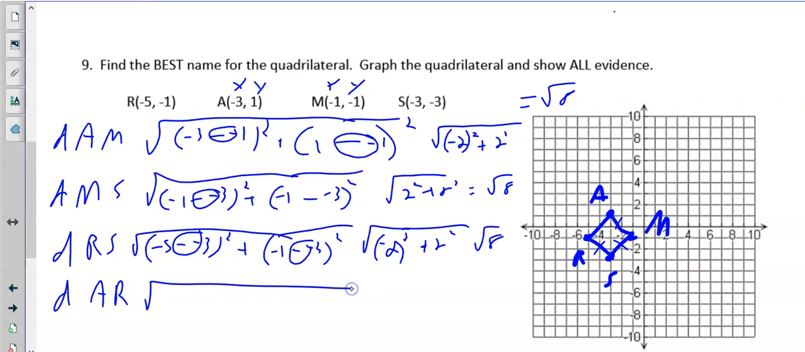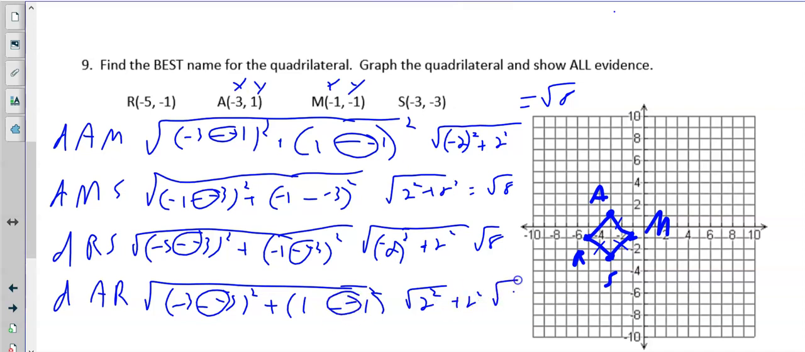And last but not least, we know where this is going. AR: A is -3 here, and R is -5, and 1 for the A, and -1 for the R. So this becomes plus 5 minus 3. Again, we're seeing that a lot. And then this is 1 plus 1, which is 2 squared. And again, we have radical 8. So we know this is at least a rhombus. But if we can prove that the slopes are opposite reciprocal, then we also know it's a square because they're 90 degrees.